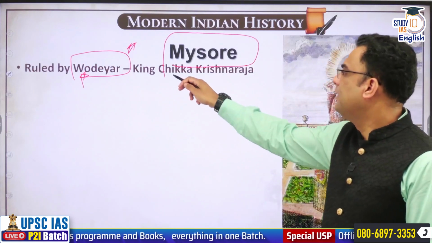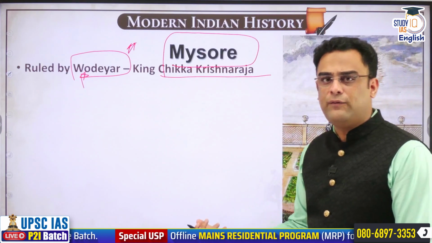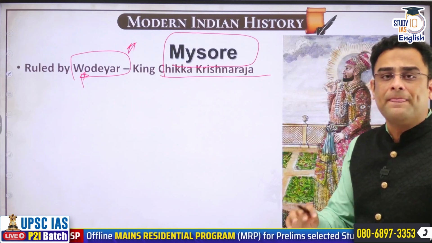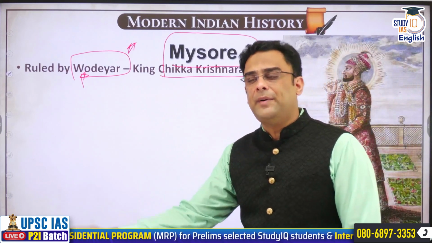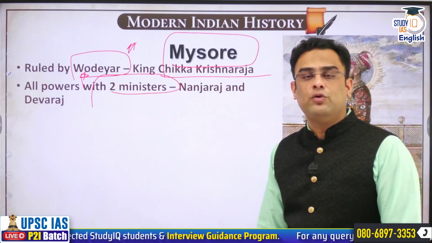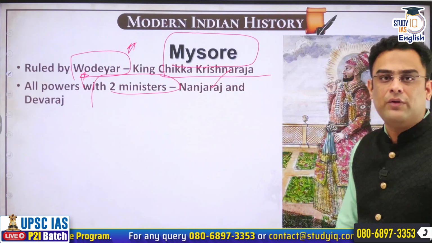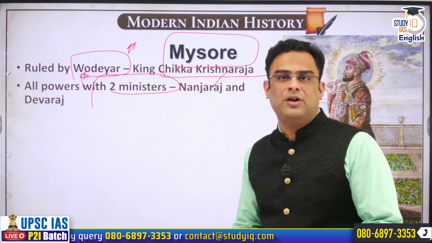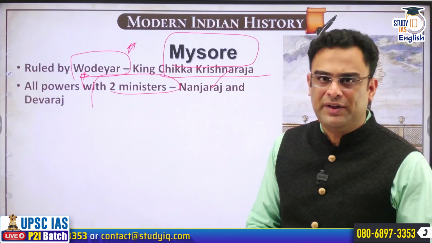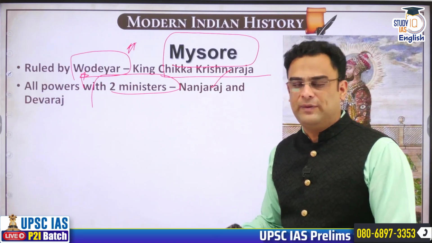The ruler being King Chikka Krishnaraj. The name of this king is not very significant. The reason being, the king was largely just a puppet ruler, and all the powers were concentrated in the hands of two ministers, Nanjaraj and Devaraj. So the king was a puppet ruler, much like what the Mughals were during this period. Similarly, in the state of Mysore also, the situation was similar.